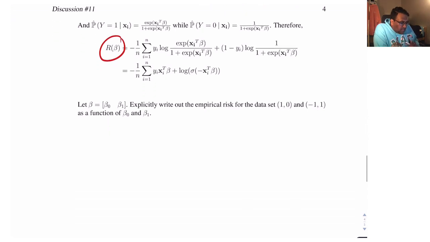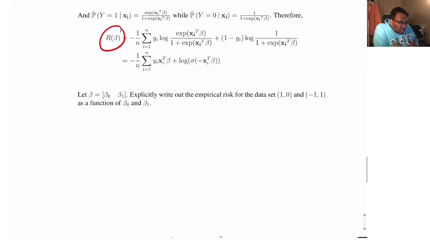In part B, what it wants us to do is write out the empirical risk for the data set (1, 0) and (-1, 1) as a function of beta naught and beta 1. One thing to note is that here we need to calculate two separate cross-entropy losses and then take the average of those two things. So let's start first with the data set (1, 0).